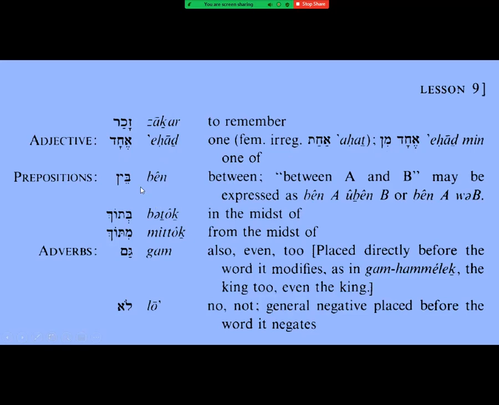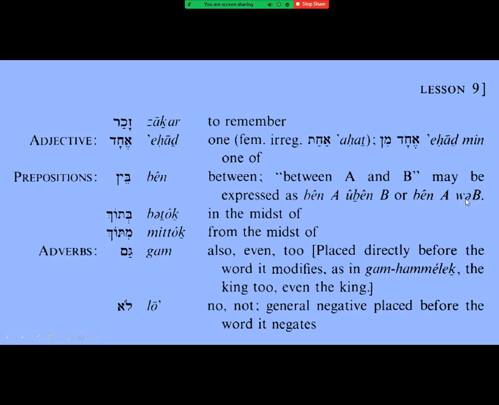All right, ben. The word ben, just without the yod here, means son, but with the yod, it refers to between. So betwixt me and thee, between A and B. So you'd say ben a u ben be. Okay, so this is between, or they just say ben a the b, I guess.